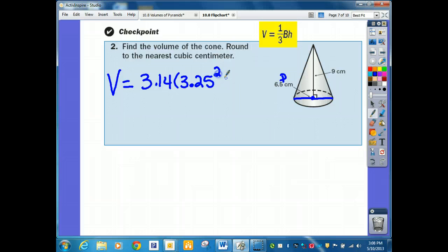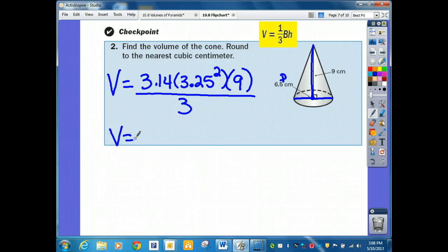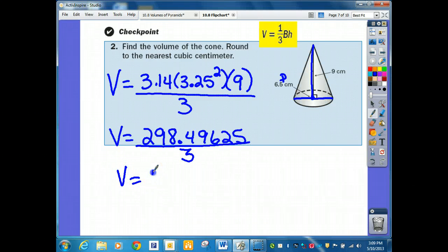3.25, and we need to square that, times our height of the entire cone, which is 9. Divide all that by 3. Volume equals 3.14 times 3.25 times 3.25 times 9. 298.4. All right, that's what's on your calculator. Now hit divided by 3. Volume equals 99.49.